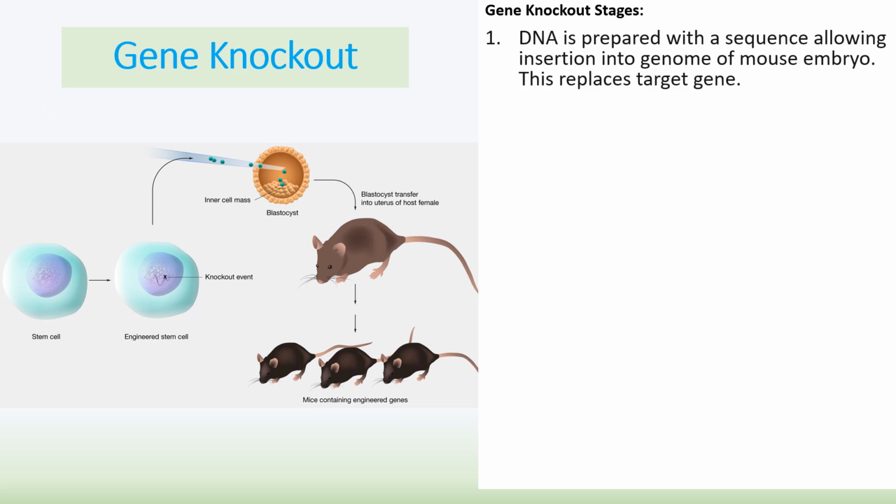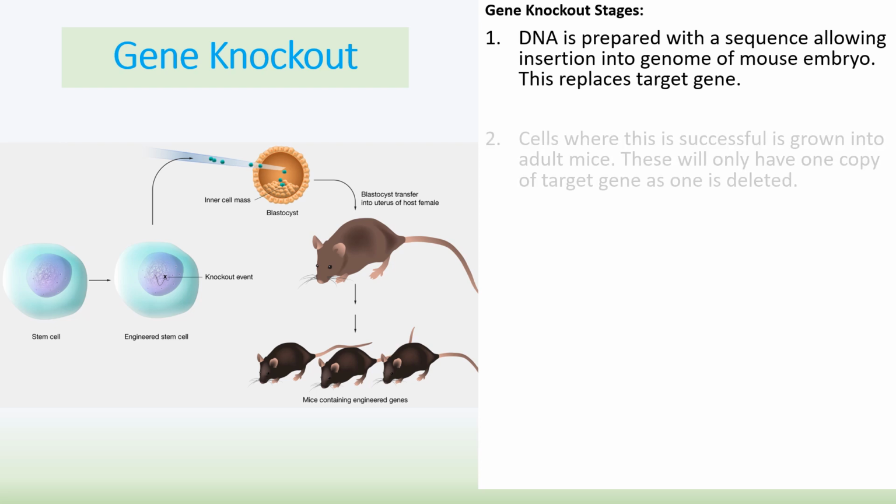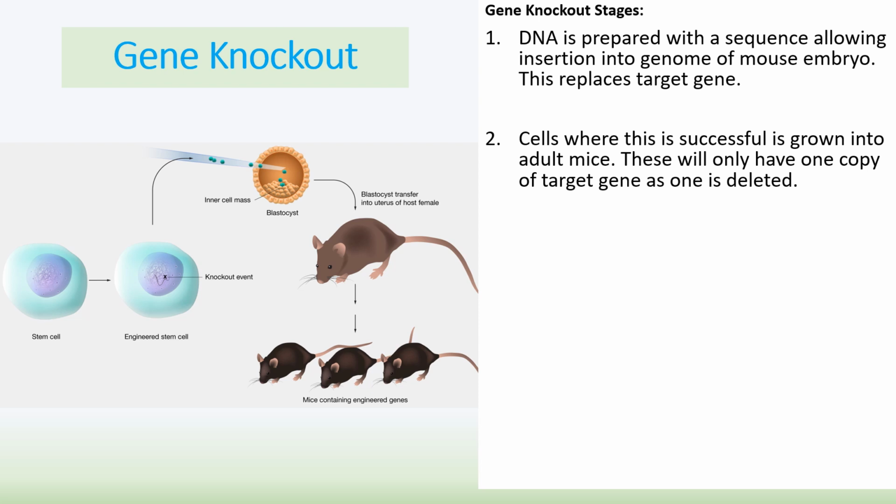So how does it work? Well, first of all, DNA is prepared and is inserted into the genome of the embryo. So whichever gene we're investigating, we replace one of the copies of the gene in the embryo. Remember, you get one from your mom, one from your dad. We replace one of those copies with a blank copy, effectively, so we remove the gene from there. Cells where this is successful are grown, and we don't remove both genes because the mice won't survive without both copies of that gene from the mom and the dad. We just remove one of the homologous pair. And effectively, when they're grown, they'll only have one copy, and that target gene is effectively deleted.